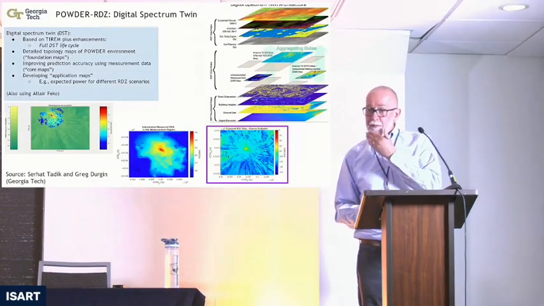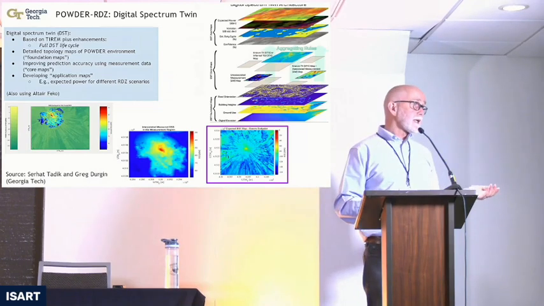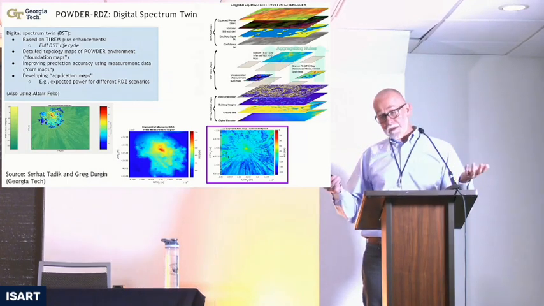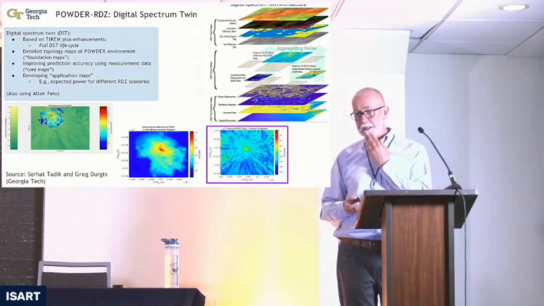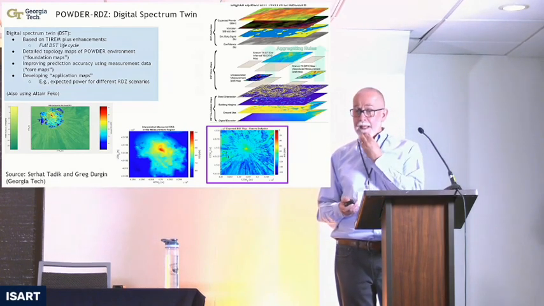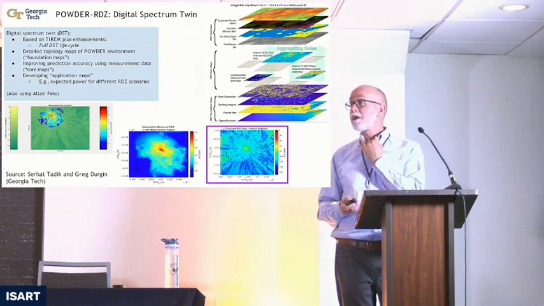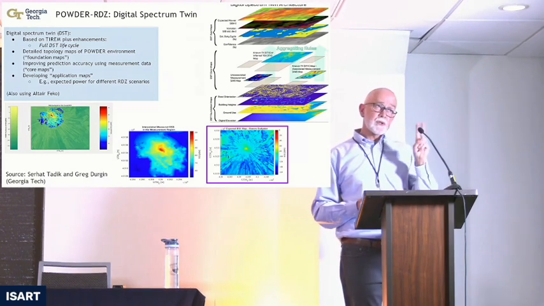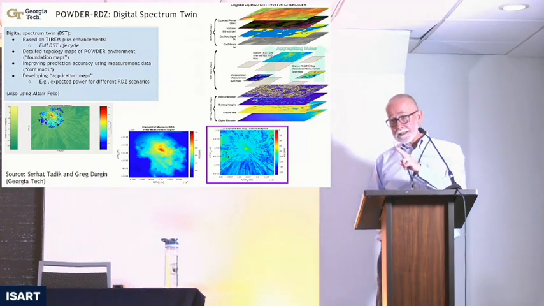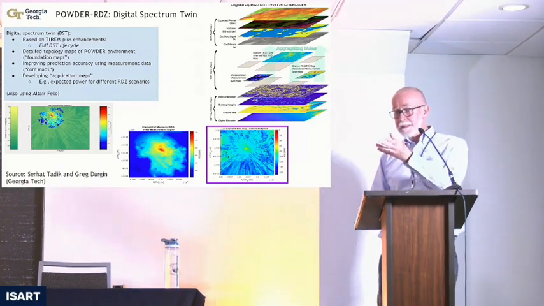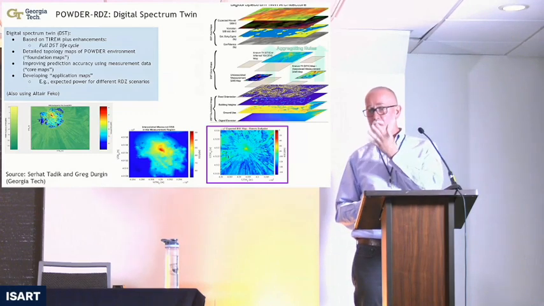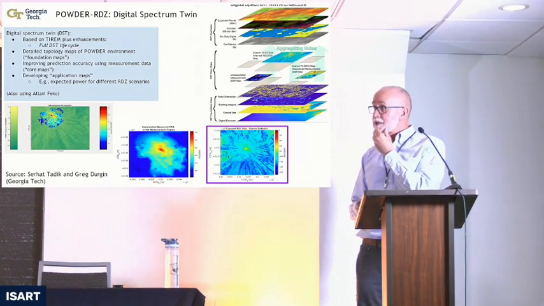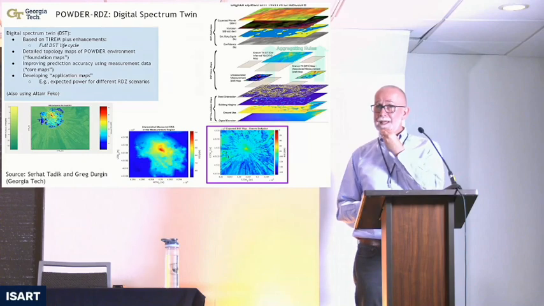I need to say a little bit more about the digital spectrum twin. This is an idea that was coined, as far as I know, by Greg Durgin from Georgia Tech, and we're very glad to have them as part of our team. And so we have essentially two RF propagation models. One is this TIREM-based one that comes from Greg and his team. We're also making use of a commercial system from Altair called FEKO.